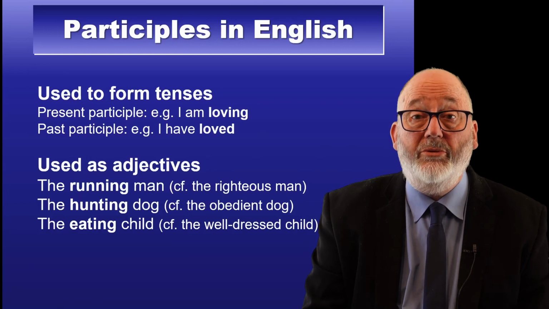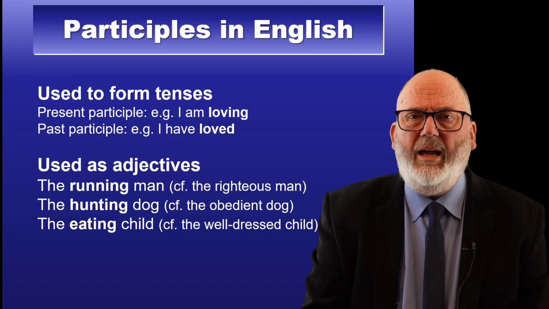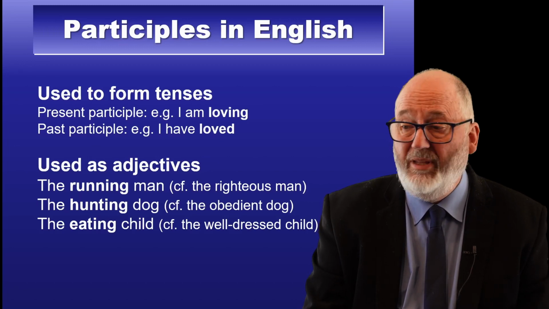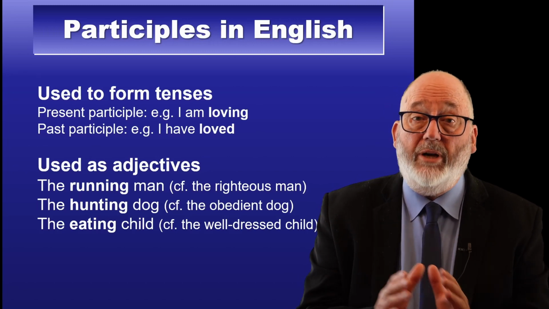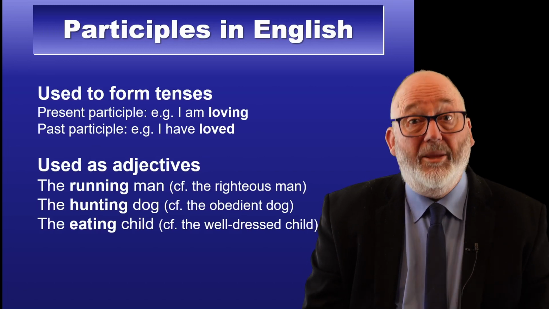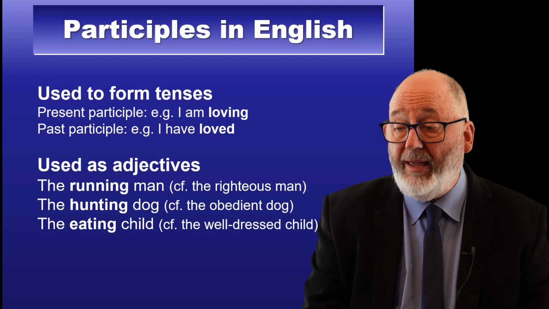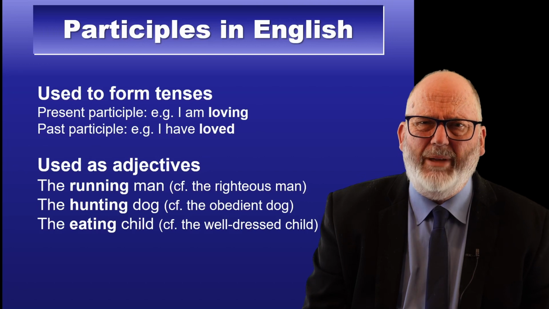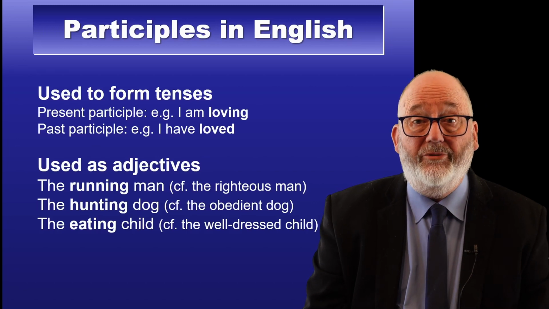As well as being used to form tenses, English participles, particularly the present participle, are used where we would use an adjective. So they're kind of used like adjectives. For example, a man might be described with the adjective righteous, the righteous man. Or we can say the running man. The present participle running acts as an adjective in the phrase the running man. Or we can talk about the obedient dog, for example, obedient being an adjective, or the hunting dog. Hunting, of course, is the present participle of the verb to hunt.